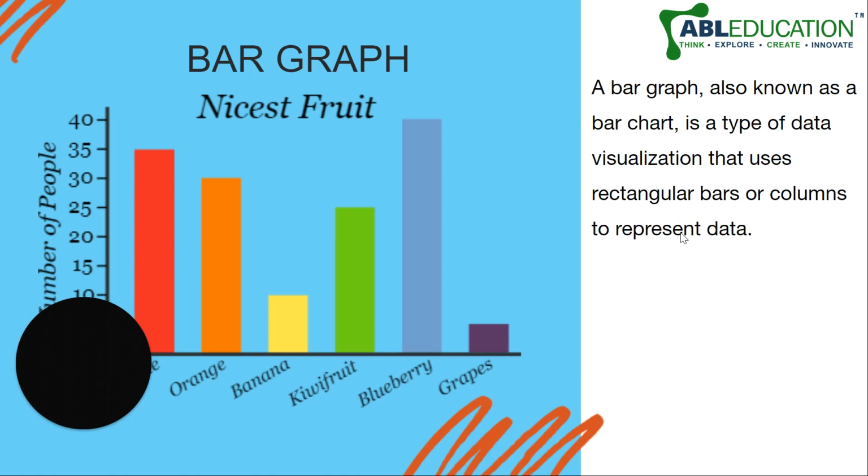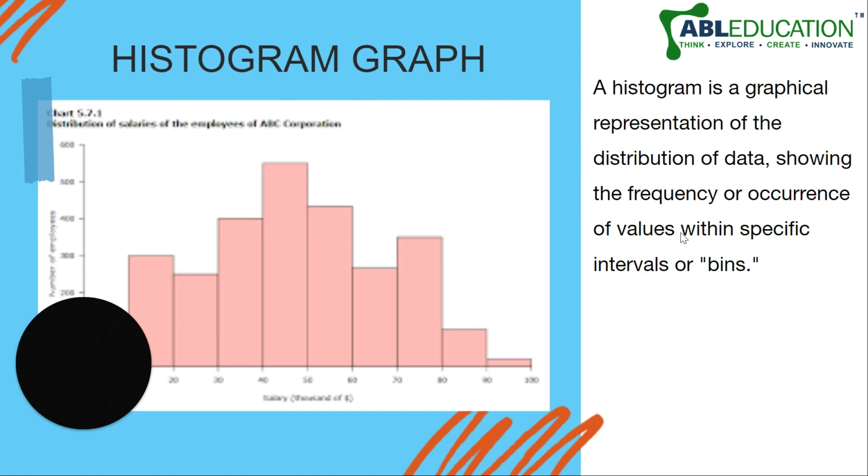Next is the bar graph. It is a kind of regular bars or columns. Here also there are two axes, so you represent the data on the x-axis and y-axis through vertical bars or columns. Next is the histogram, which is also a way to distribute the data through x and y axes.